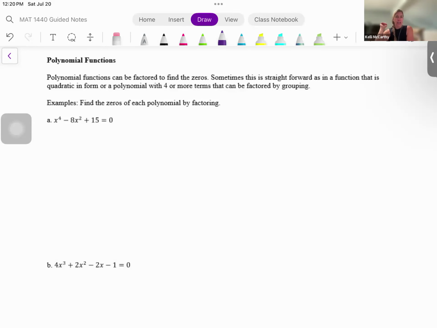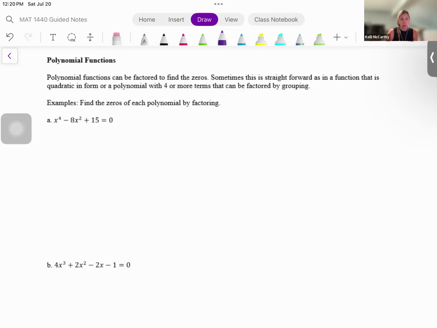In this video, we're going to look at similar trying to find zeros and solving inequalities, but we're going to look at polynomial functions outside of quadratics. So in the last video, we focused only on quadratic functions. Now we're going to expand that to polynomials of degree greater than 2.